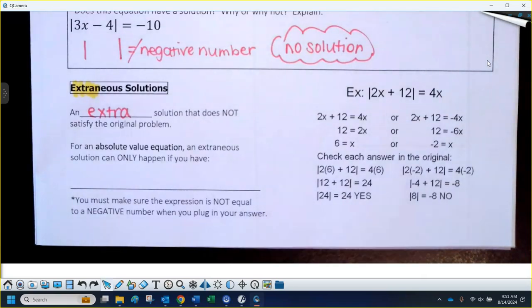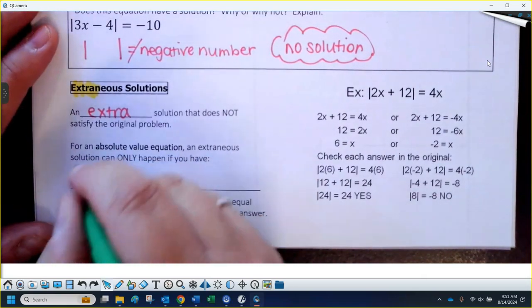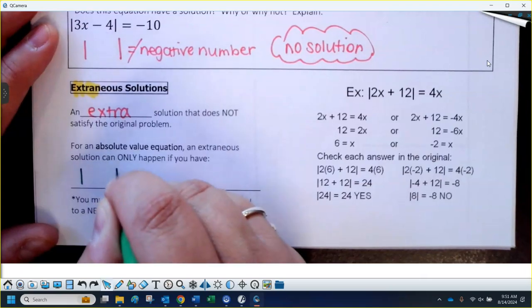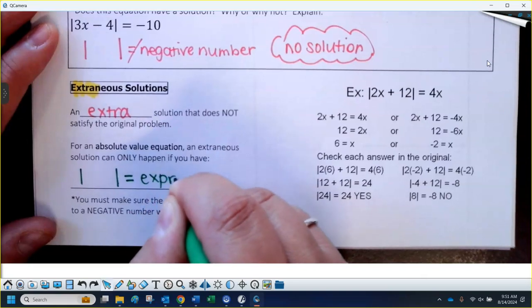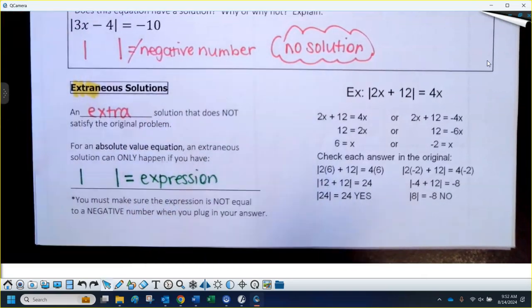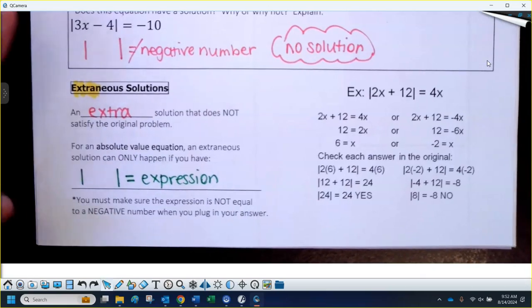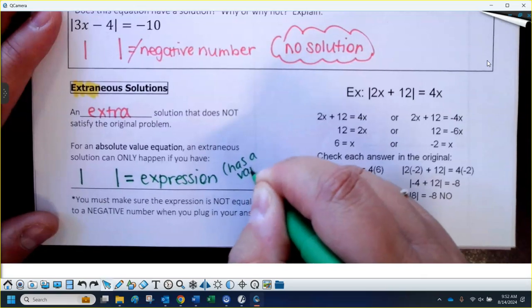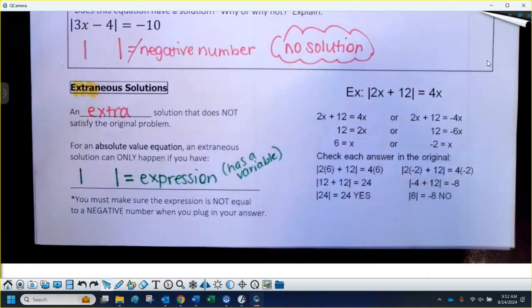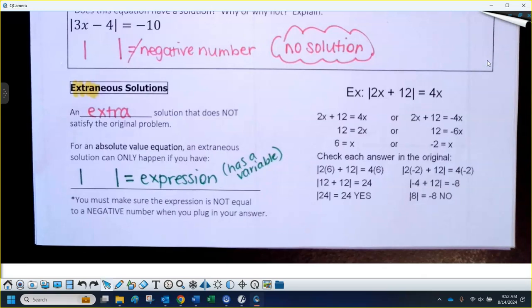So there's only one type of equation that can have this. None of the ones we've done so far would have a potential for an extraneous solution. It's when you have an absolute value equal to an expression, not a plain number. By expression I mean it has a variable of some kind, because you won't know what that variable represents, so you can't tell whether you have an absolute value equal to a negative number or not. This is the only situation this can happen. We haven't practiced any questions like this yet.